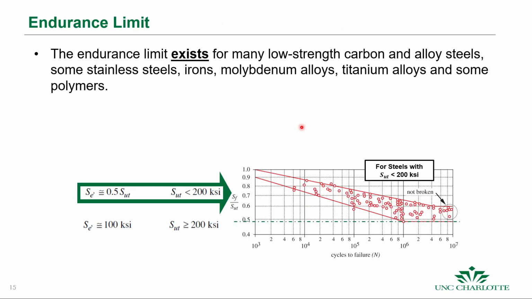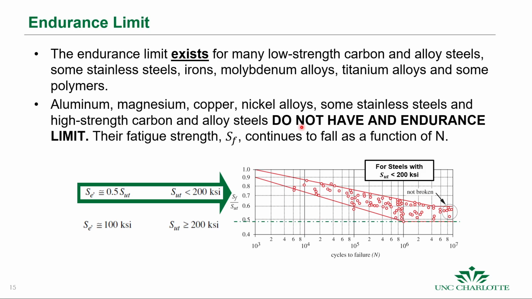Okay, so there is an endurance limit for many low-strength carbon and alloy steels, some stainless steels, irons, molybdenum alloys, titanium alloys, and some polymers. Aluminum, magnesium, copper, nickel alloys, some stainless steels, and high-strength carbon steels and alloy steels do not have an endurance limit. That means if they continue to be subjected to cyclical loads, at some point in the future they will fail. And their fatigue stress continues to fall as a function of the number of cycles.